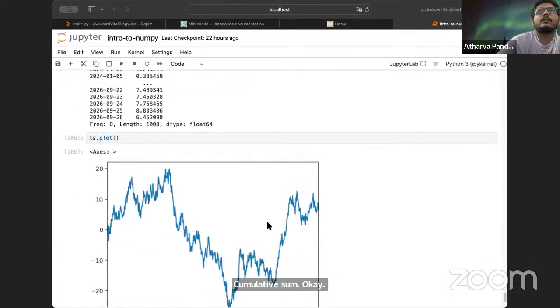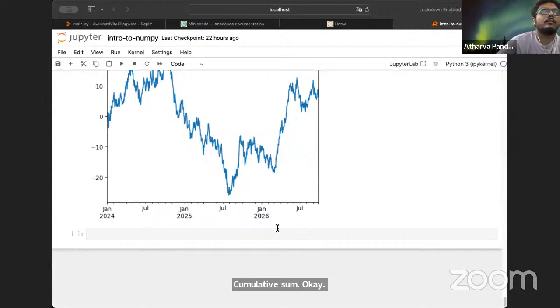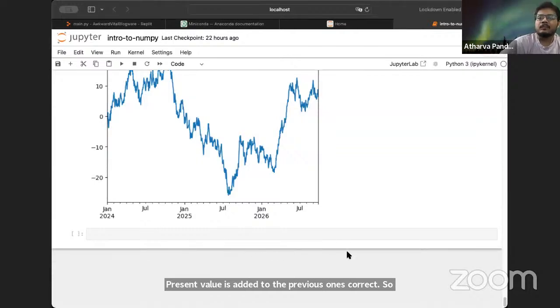Correct. Present value is added to the previous ones. Correct. So that's what cumulative sum is. Okay.